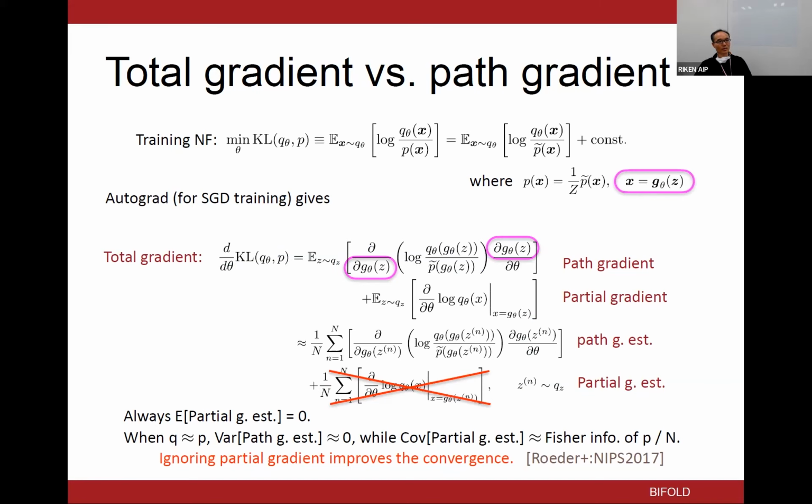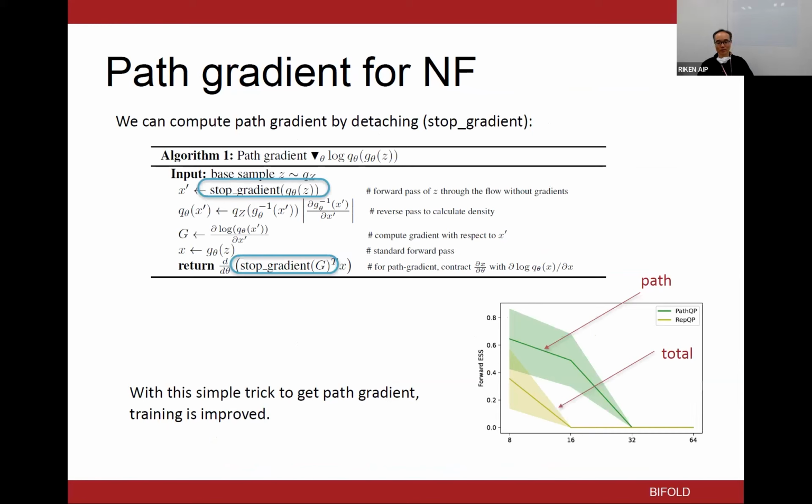And we can apply this idea to the normalizing flow. And how to implement it is also quite easy. We basically should use the stop gradient or detaching in the process of objective computation and use autograd. Actually, this trick is quite simple. And with this simple trick, we get better convergence of the model.